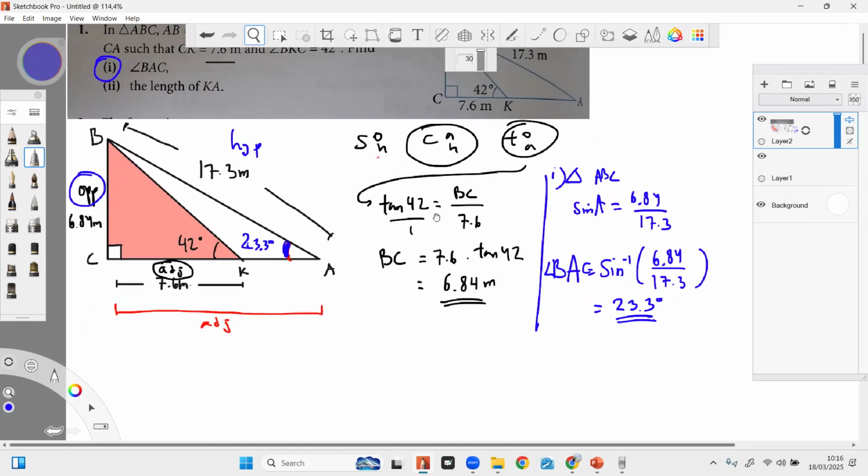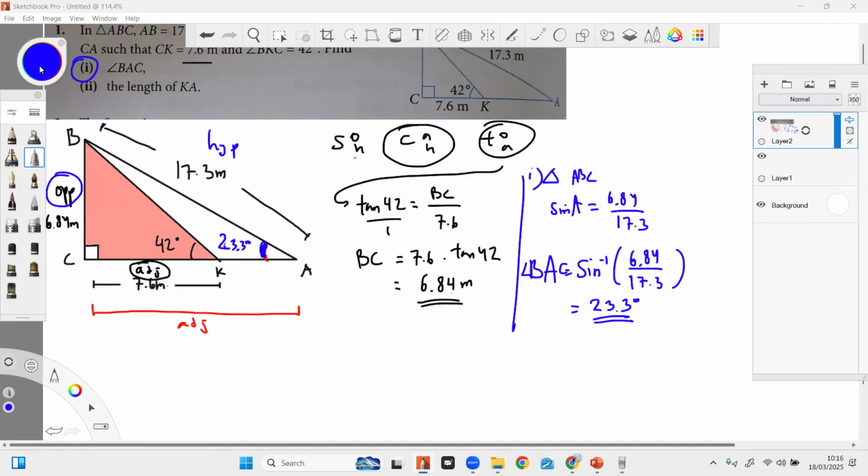Now, you can use either trigonometric rules or Pythagoras. Can we do Pythagoras for AK? Cannot. We find AC first. AC square equals 17.3 square subtract 6.84 square. Why? Because this is not the hypotenuse, so hypotenuse minus. But if you insist on using the trigonometric rule, yes, you can do it. Which one do you prefer, Pythagoras or trigonometry? Trigonometry is way easier. You don't have to square the number.